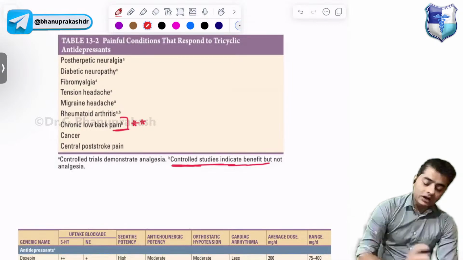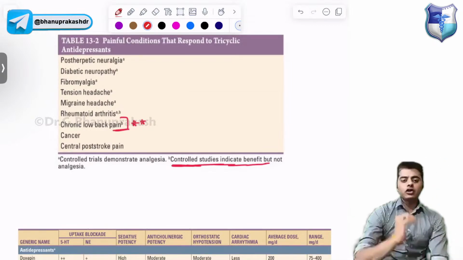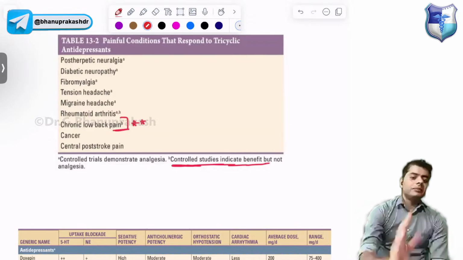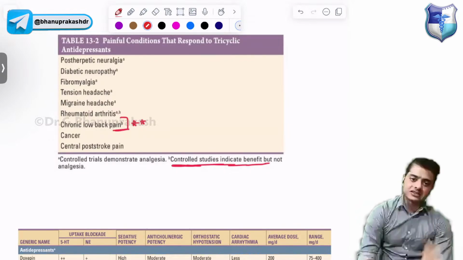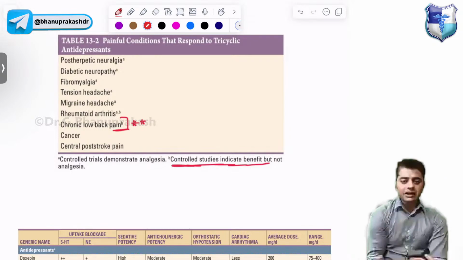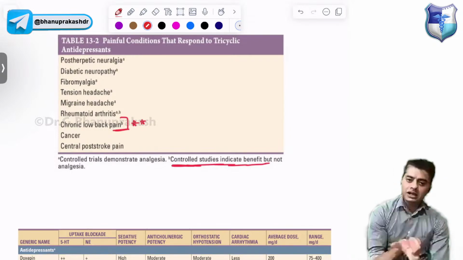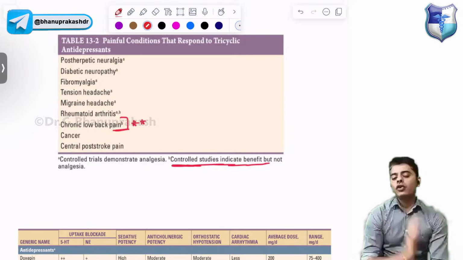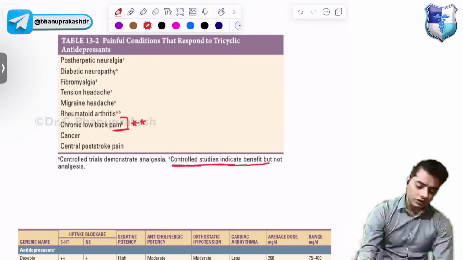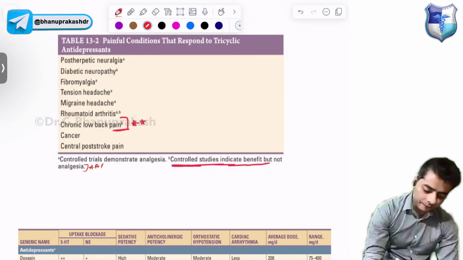So what they found when they used TCAs in chronic low back pain patients is that there is some kind of benefit, but that is not the benefit of analgesia. So TCAs benefit chronic low back pain, but we use them for the analgesic effect, and there is no analgesic effect in chronic low back pain. But there is some kind of benefit. So this is one of the most important MCQ points you should remember.